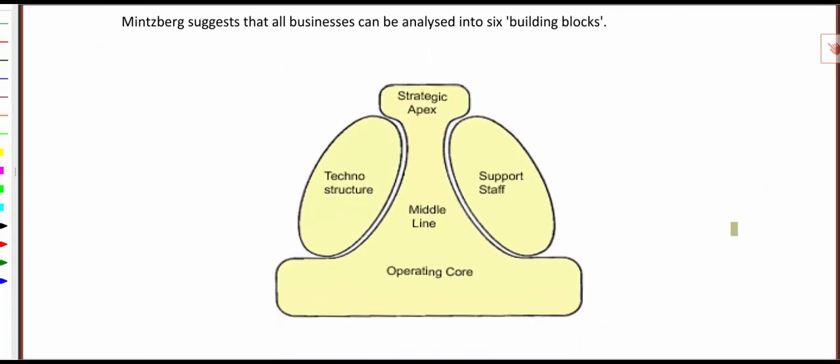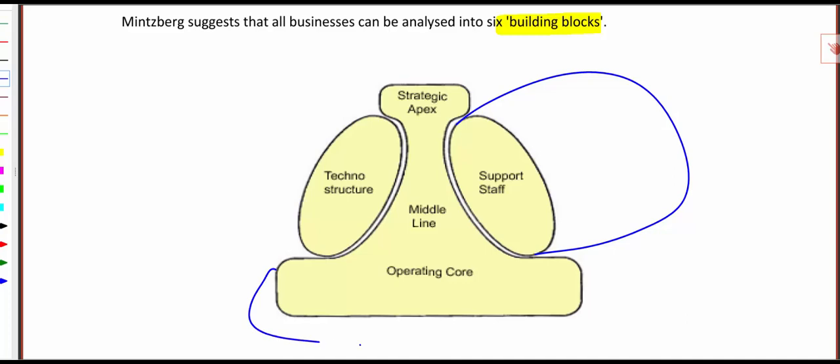Mintzberg came up with his organigram, and he said that all businesses can be analysed into 6 building blocks, 6 chunks that show us how a business is comprised. Mintzberg didn't suggest that all of the building blocks in all businesses were the same size, but he said that all businesses will have these. Some businesses, for example, might have a big support staff function, so that would be a bigger section, or maybe a bigger operating core. So all businesses will have these blocks, not necessarily in these proportions.